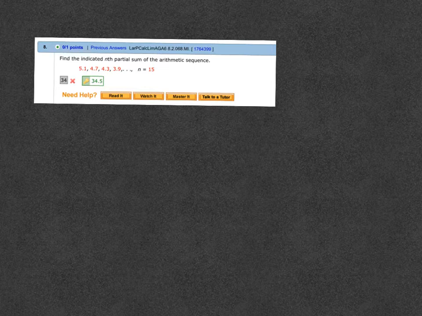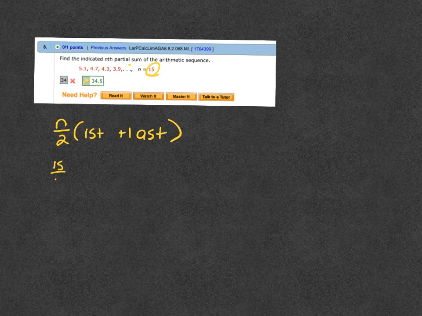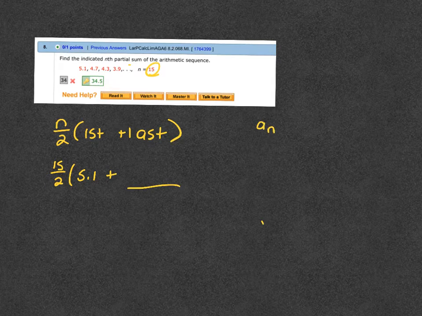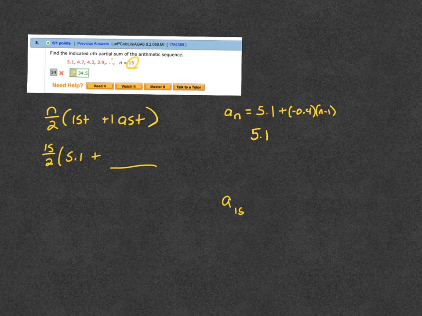Okay, so the first thing I had to do is figure out what D is, right? Because I got to do the sum, N over 2 times first plus last. The number is 15. The first is 5.1. I don't know the last. To get the last, I got to figure out a sub n and then make it a sub 15. So a sub n would be a sub 1, which is 5.1, plus whatever d is, and you're subtracting 0.4 here, so this would be a negative 0.4 times n minus 1. So I get 5.1 minus 0.4 times n minus 1.